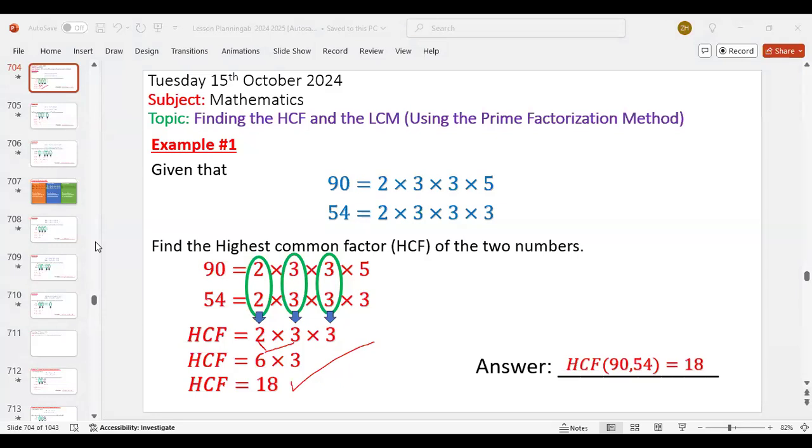Anyone who does not understand how I got this, let me know. Good afternoon, Mr. Petit. Sorry for being late. Mr. Petit, I thought that is how you find the LCM. No, this is how you find the HCF.